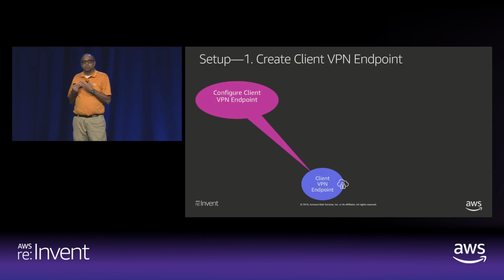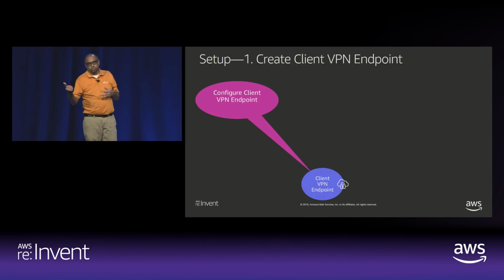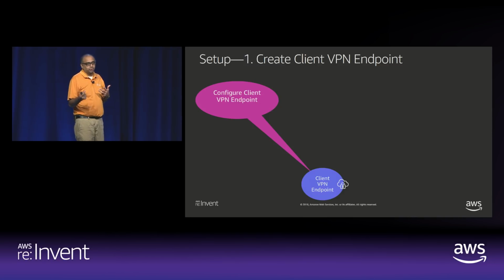The third part is authentication information. Like we talked about, you can either pick Active Directory or mutual authentication, or you could pick both. If you pick one or the other or both, you have to have at least one authentication mechanism configured. If it's Active Directory, then you're going to specify the directory ID. If it's mutual auth, you're going to specify the ARN for the client certificate information.